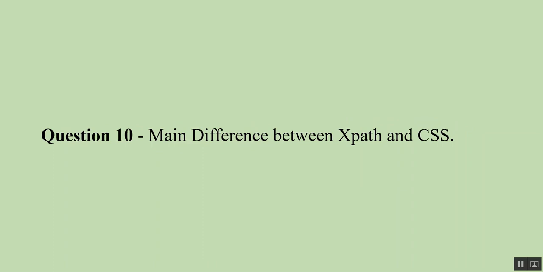Question number 10. What are some of the differences between XPath and CSS? In which scenarios will we be using XPath and in which scenarios will we be using CSS? So why can't we replace the XPath with CSS? And why can't we replace the CSS with XPath in some cases?